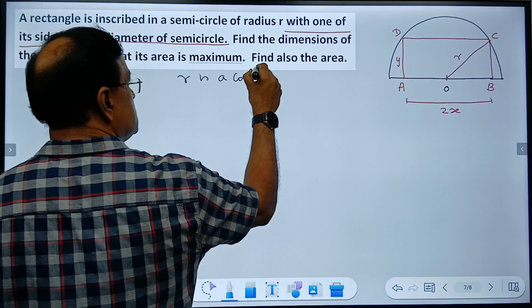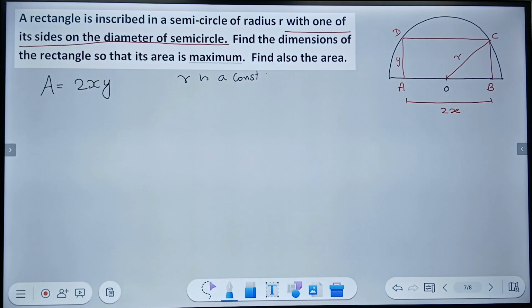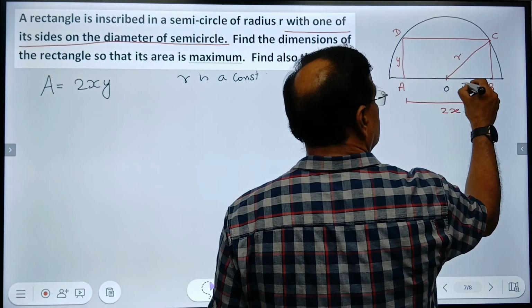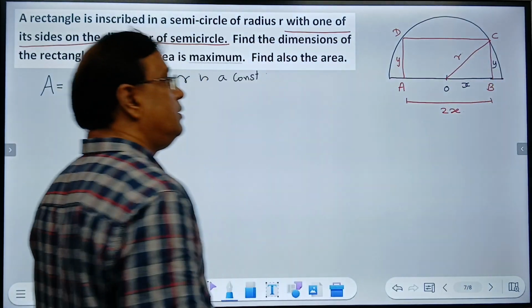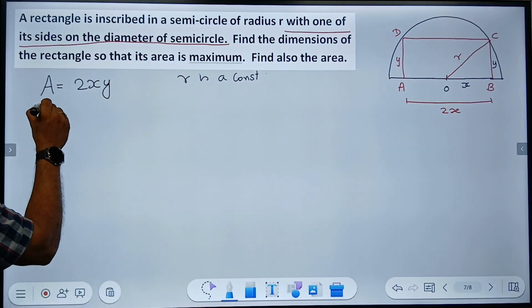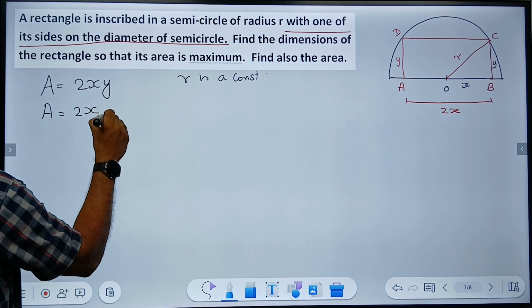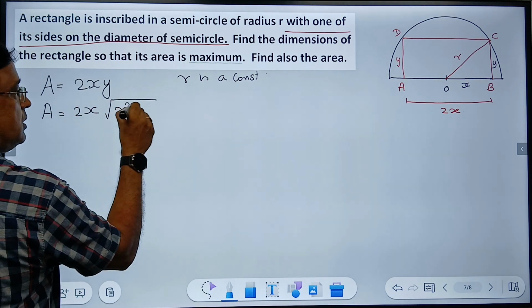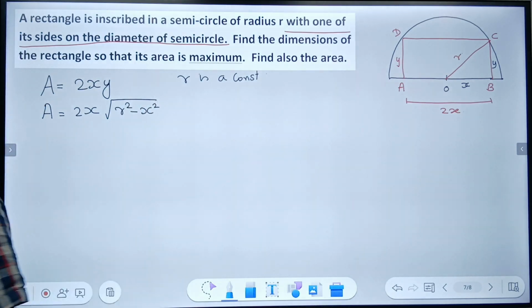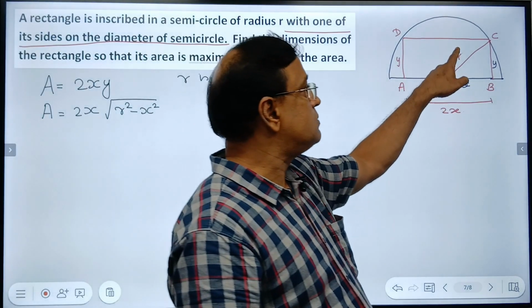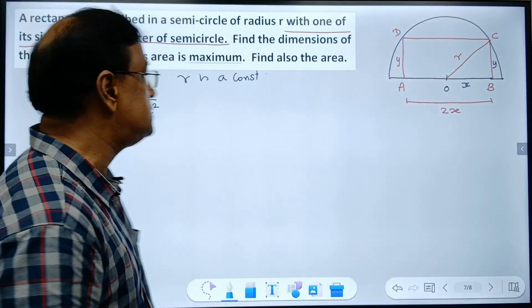Everything about the semicircle is a constant. So let's see how to go about it. This is x and this is y. Now using Pythagoras theorem, what do I get? I get y will be root of r square minus x square, using Pythagoras theorem.